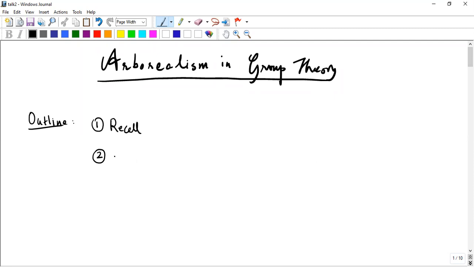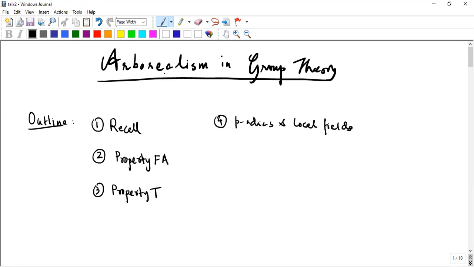Then we move on to talk about property FA, where F stands for fixed point and A stands for action. So we're going to talk about actions of groups on trees with fixed points. Then property T from there. I'm not sure how much I'll be able to talk about property T. Something I would like to talk about, but not sure if I'll have the time, is about p-adic numbers and local fields, something about Bruhat-Tits trees. Okay, so this is basically what I want to do for today.